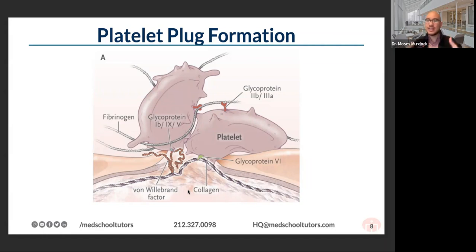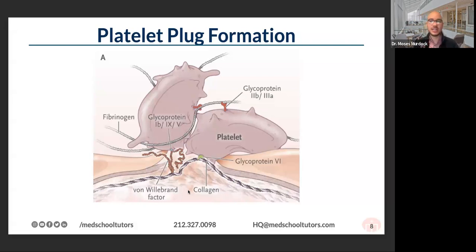As this process happens across the injured area, you have platelets adhering to the damaged endothelium via von Willebrand's factor, and platelets interacting with each other through GP2B3A and fibrinogen, which is a really key molecule we'll talk more about further in the coagulation cascade. That forms the initial platelet plug. It's a weak plug, but it happens fast, and it's the first line of defense against insults to hemostasis.